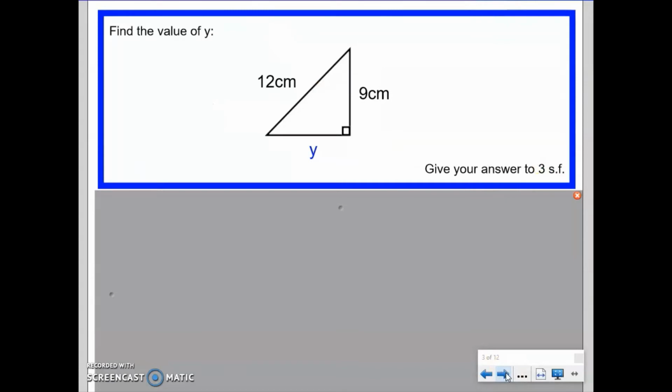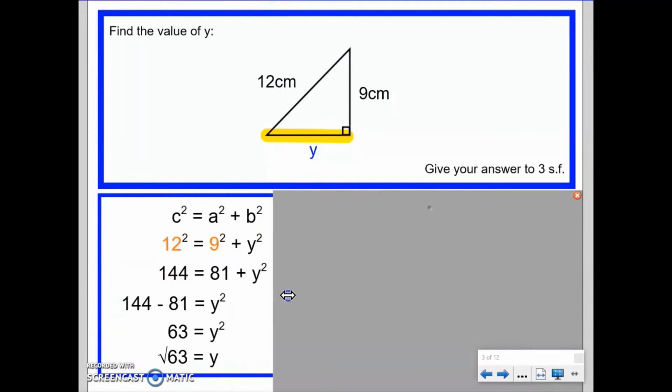Okay, so this time we are trying to find the value of y. But notice that the y this time is not on the hypotenuse. So we're trying to work out this length here. So this is the hypotenuse. This is my C value. I'm going to label this 9 as A, and I'm going to label this Y as B.